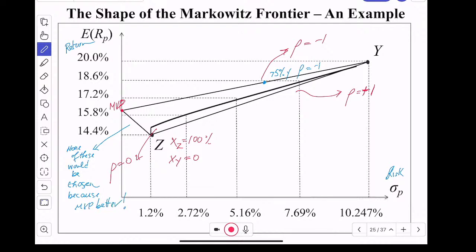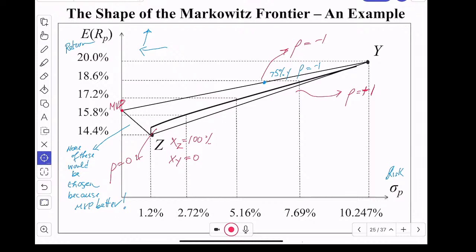So investors like to reduce risk and increase return. Okay? That's if you can go left and up, you'll always choose left and up. But then the trade-off kicks in, and as you look at the options here, yes, you can increase your return, but only at the expense of increasing your risk. So that's the case for correlation of -1.